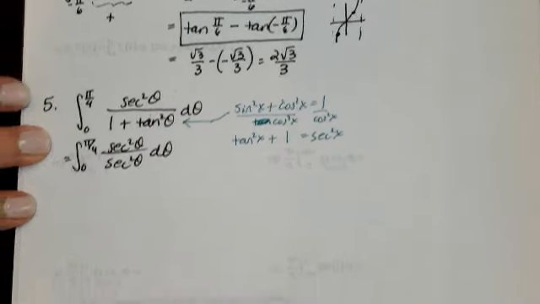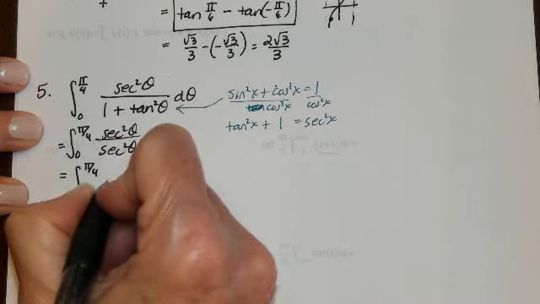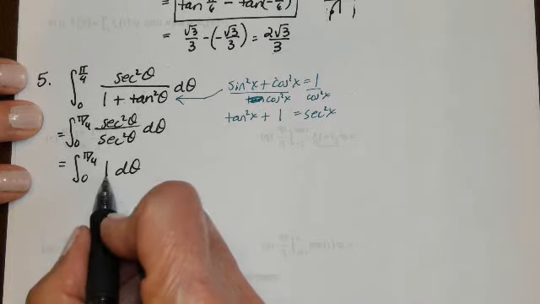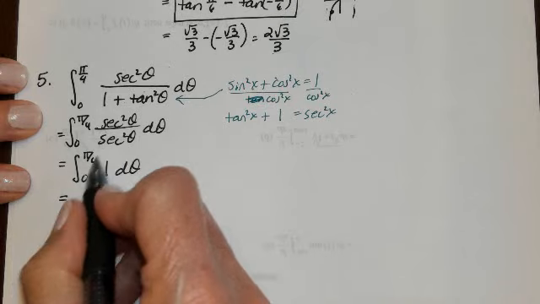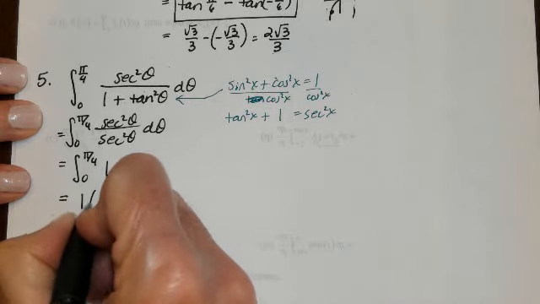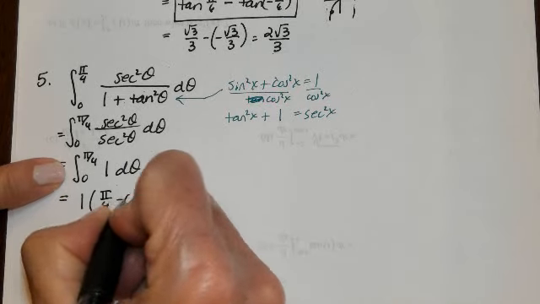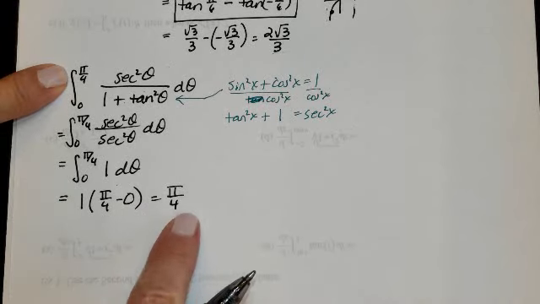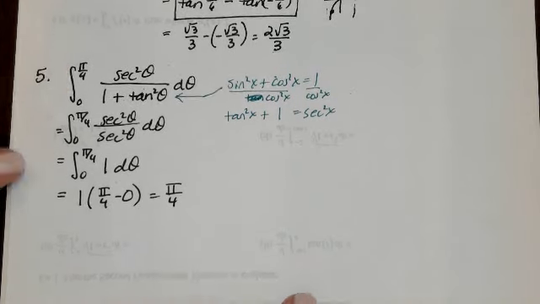What can we do with secant squared theta over secant squared theta? Well, that reduces to 1. Once I have just a number, then I remember that one property that we had, if it's just a constant, then it's that constant times b minus a. Do you remember that property? So this integral turns out to be just pi over 4. We could check that on our calculator. Okay? You can always check any definite integral using your calculator.